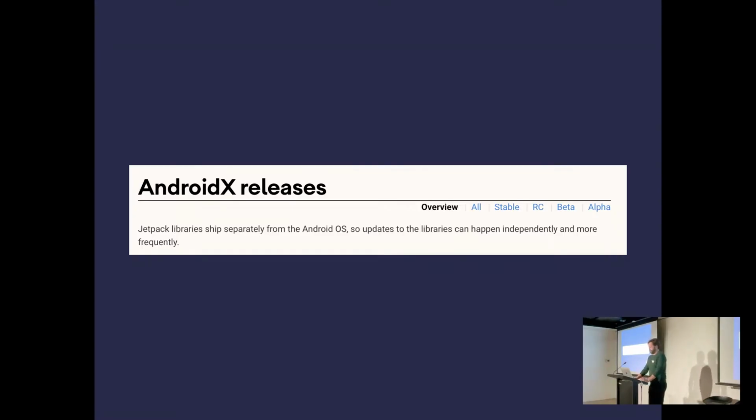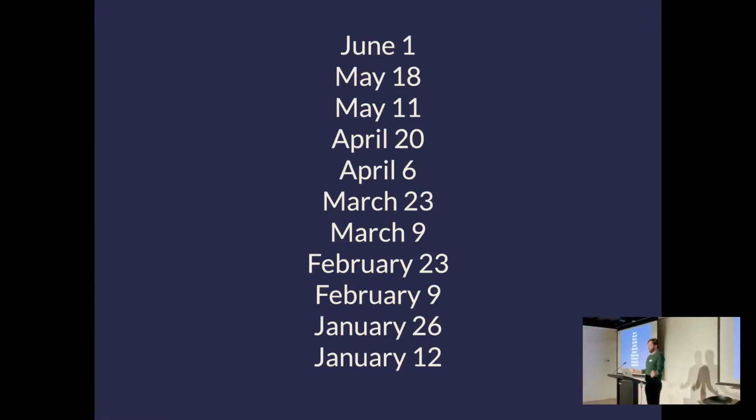They're updated frequently. There are a number of channels, like you see, a stable channel, beta, alpha, etc. Just as an example, these dates here are just the releases for Jetpack Compose this year, Jetpack Compose being the SwiftUI equivalent for Android, either alpha, beta, or release.